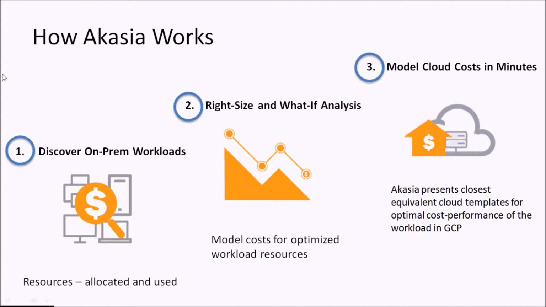The first step is to connect to the on-prem environment and discover the workloads. This includes applications as well as infrastructure supporting it and the characteristics. The second step would be to do the right sizing and the what-if analysis to model costs for optimized workload resources in the cloud. The third step is where you look at your summary information, where Akasia presents the closest equivalent cloud templates for optimal cost performance of that workload in Google Cloud Platform. Now let's take a look at the demo of the tool.